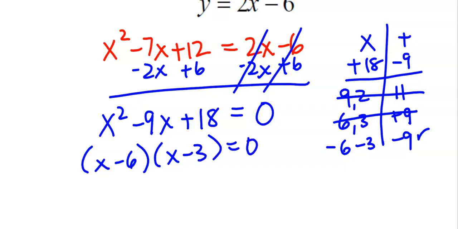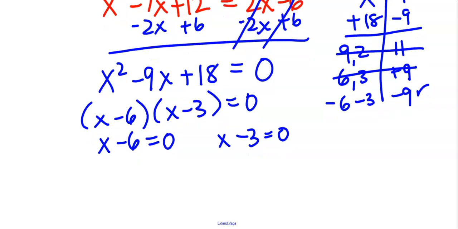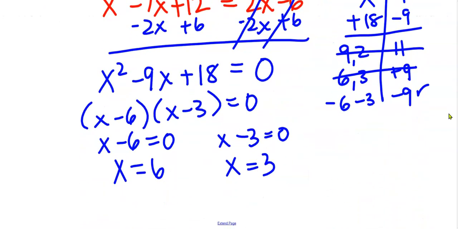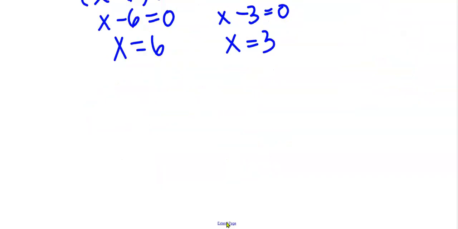Now if those are my factors, then that means that either x minus 6 is equal to 0 or x minus 3 is equal to 0. When I split those factors, I get solutions of positive 6 and positive 3. Now remember, the initial question states, solve for all values of x and y. So I have found all of the values for x. Now I need to do part 2, which is find all the values for y.